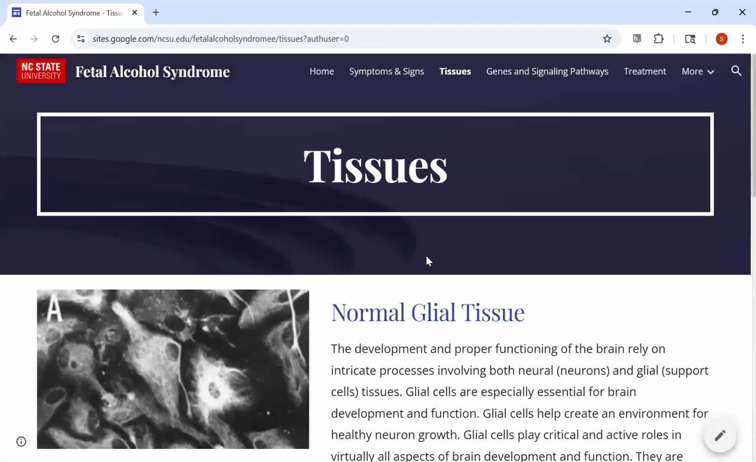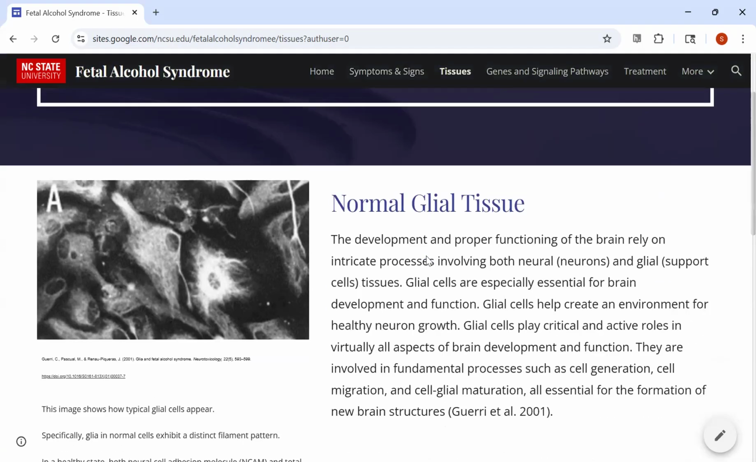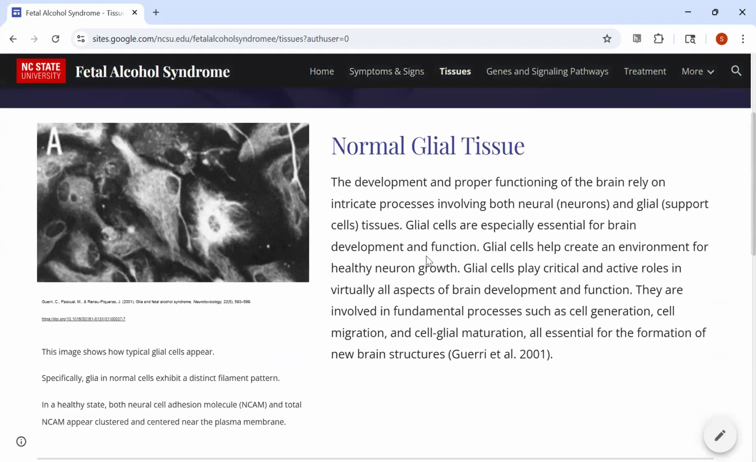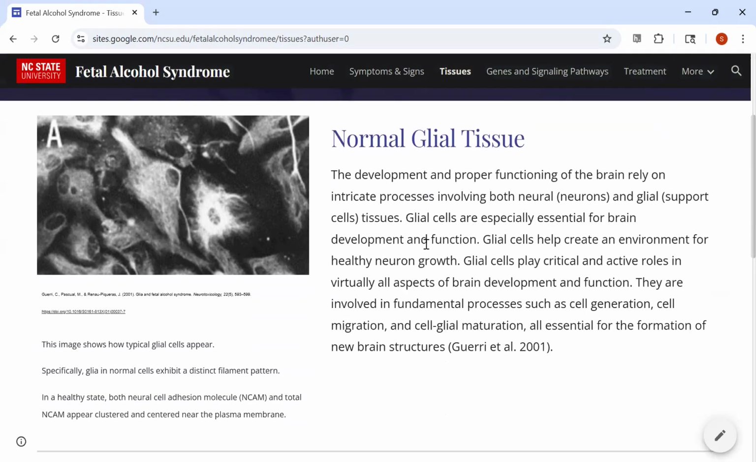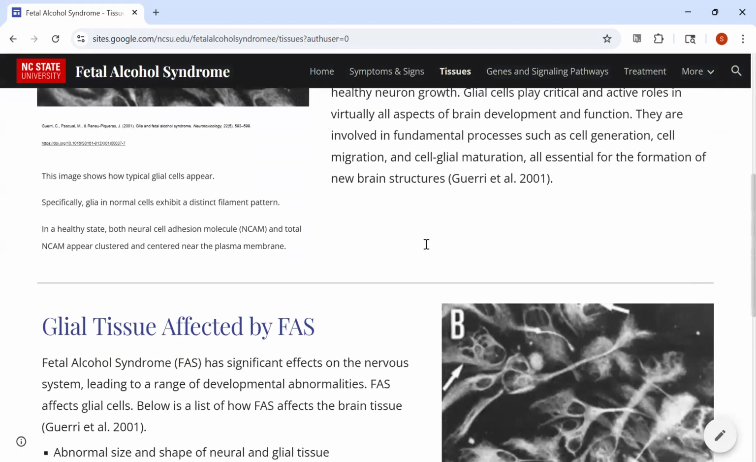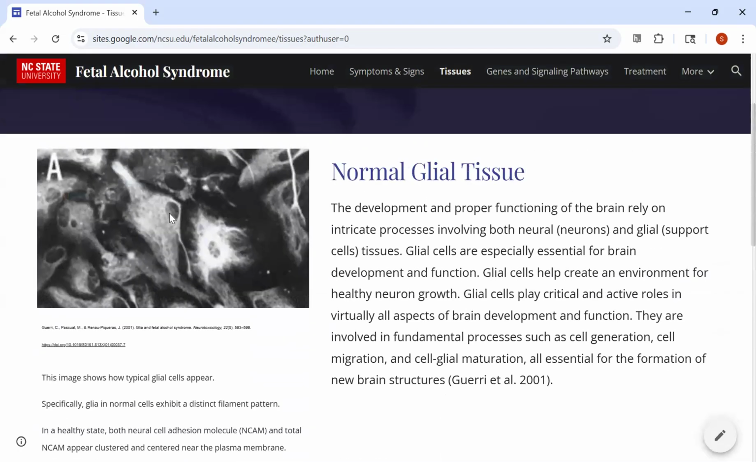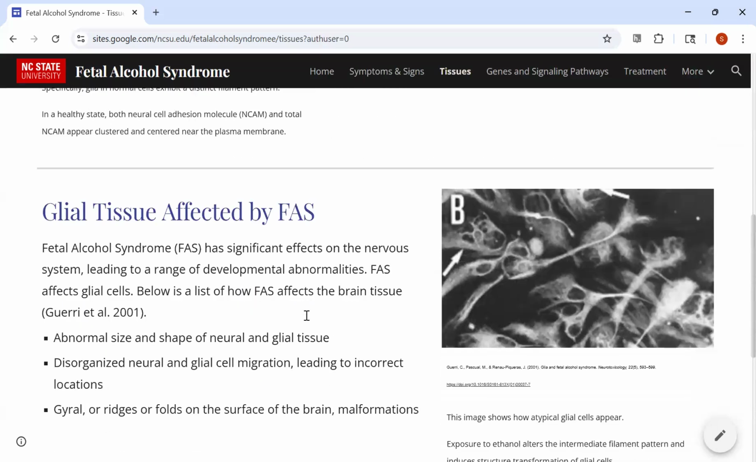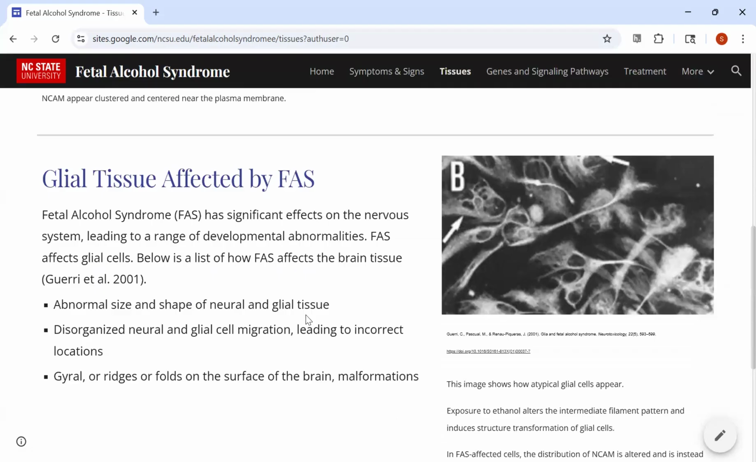So moving on to the tissue section, I decided to discuss glial tissue because fetal alcohol syndrome is greatly impactful to the nervous system, and so glial tissue is very important within this. That's why I decided to include that information. As you can see, I also provided two different images. Over here, you can see what healthy glial tissue looks like, but then in the second image, you can see what happens when alcohol impacts that glial tissue.